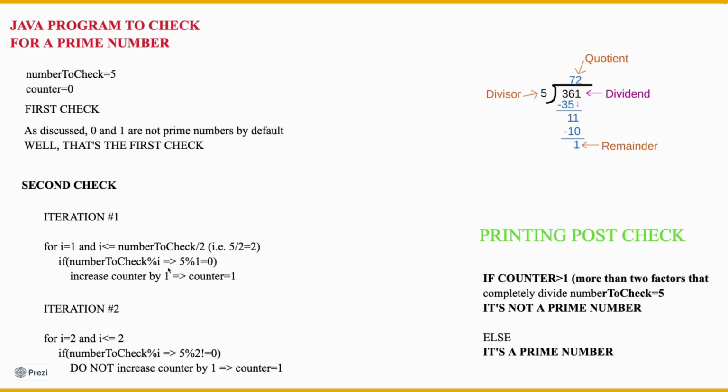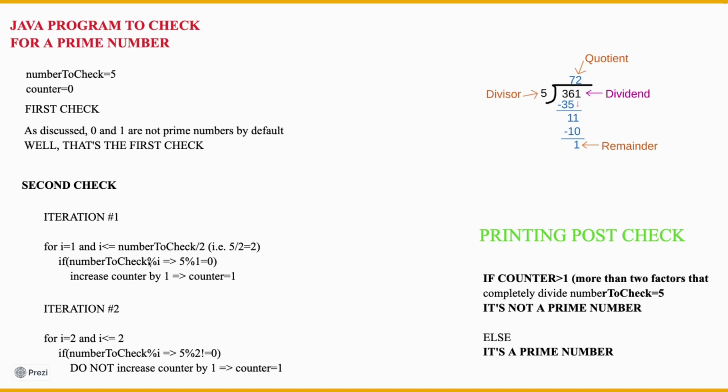So it says if number to check modular I, that is number to check is 5 modular 1, right? 5 modular 1, remainder is 0, right? This is the remainder. So modular basically gives you the remainder and division gives you the quotient. Again, the quotient is given by the division symbol and the remainder is given by the modular symbol, right?